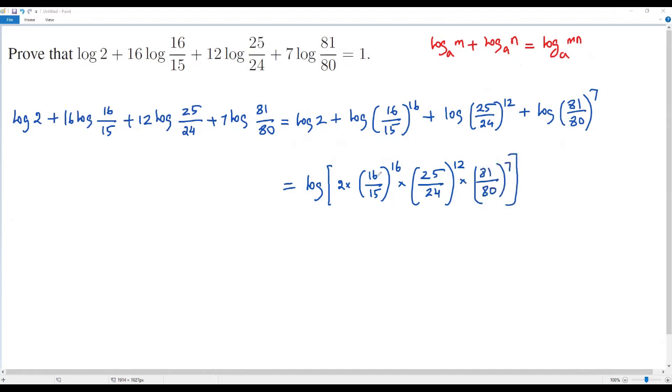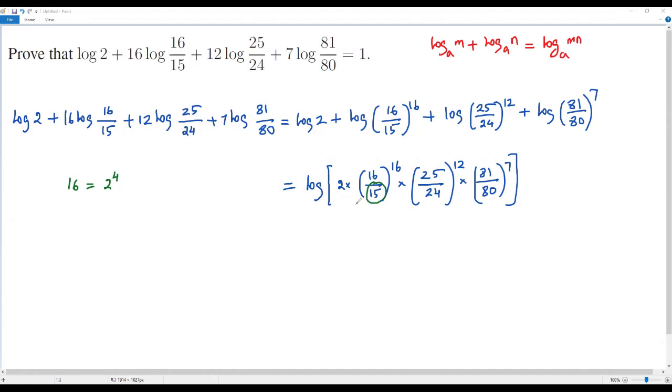Now I'm going to write 16, 15, 25, 24, 81, 80 as products of prime factors. First let me take the number 16 and write it as a product of prime factors. We know that 16 is a power of 2, so it can be written as 2 to the 4th power. The value of 2 to the 4th power is 16. That is, 2 to the 4th power is the product of prime factors of 16.